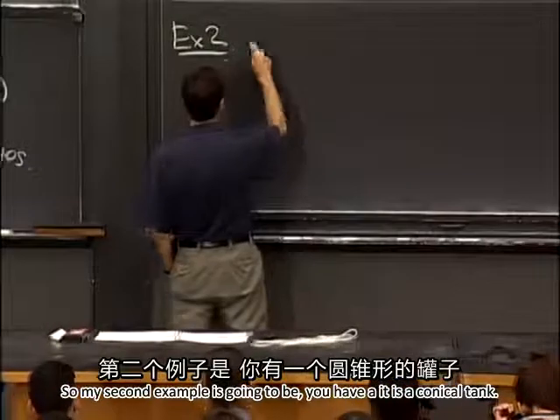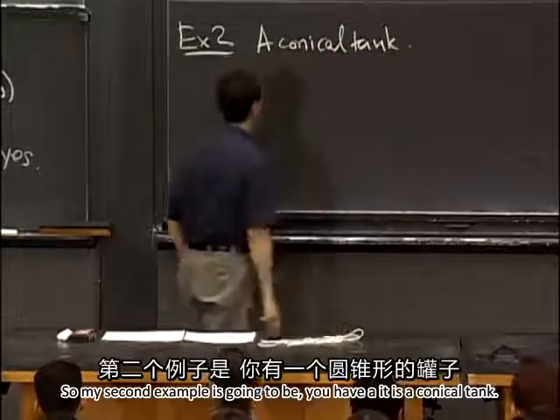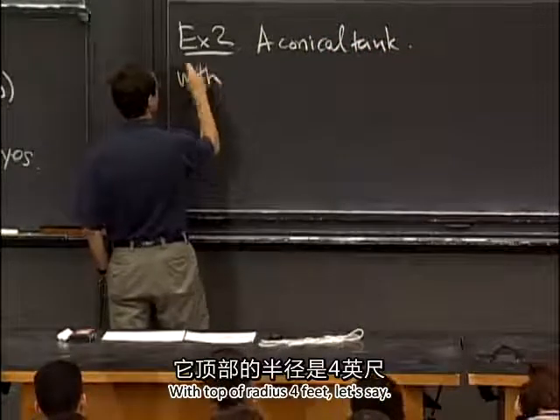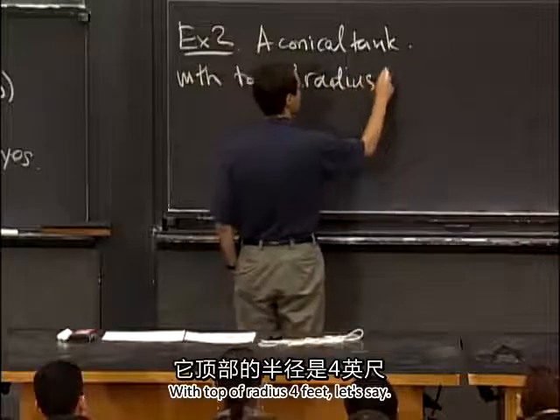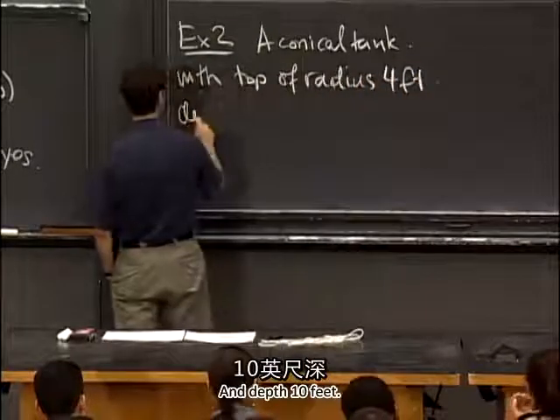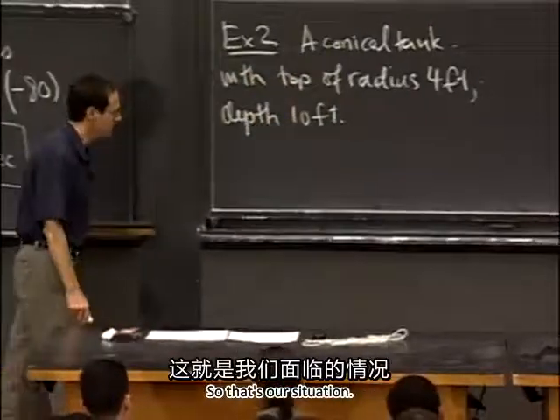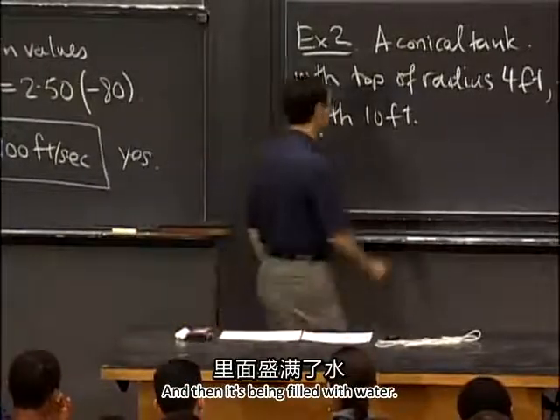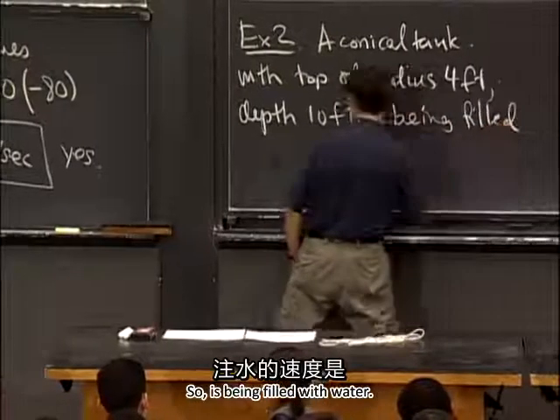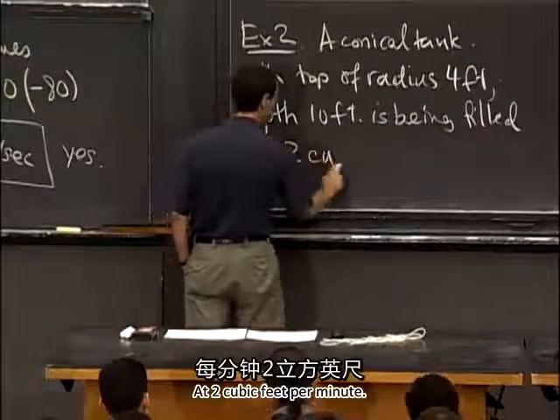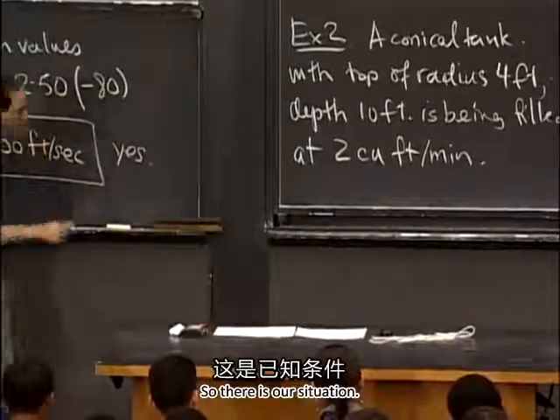So my second example is going to be, you have a conical tank, with top of radius 4 feet, let's say, and depth 10 feet. Okay, so that's our situation. And then it's being filled with water at 2 cubic feet per minute. All right, so there's our situation.